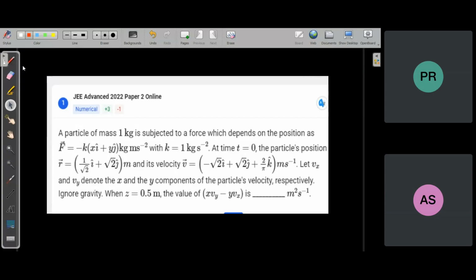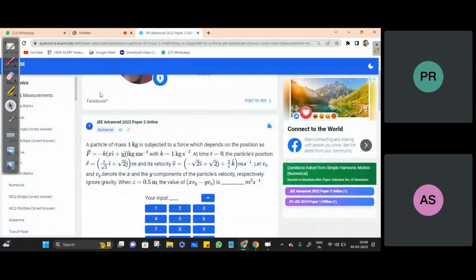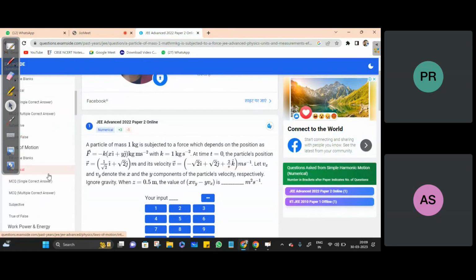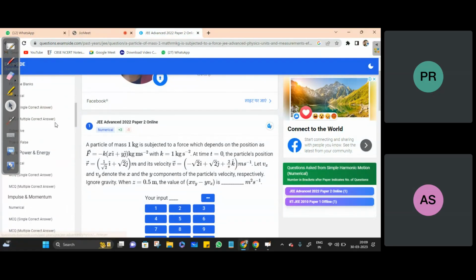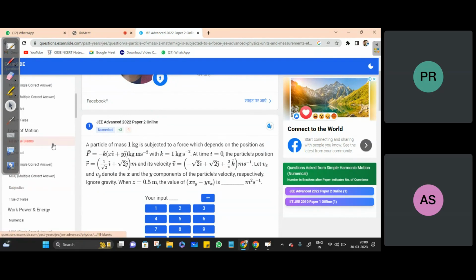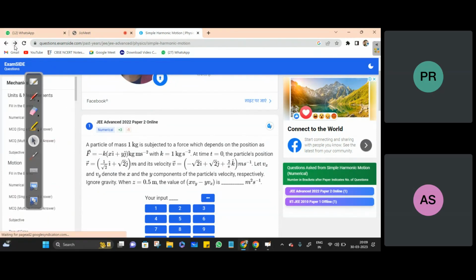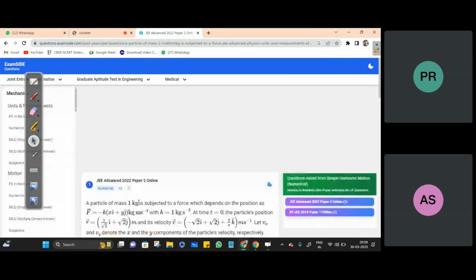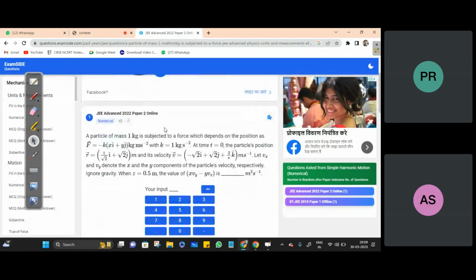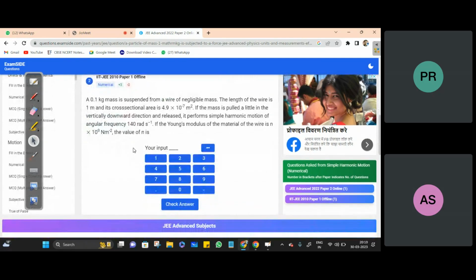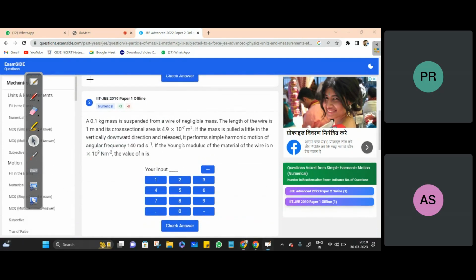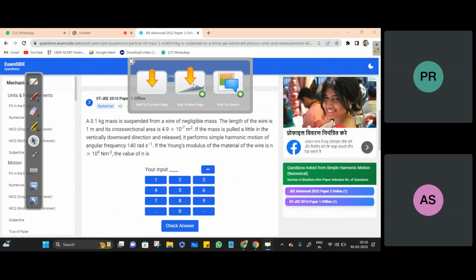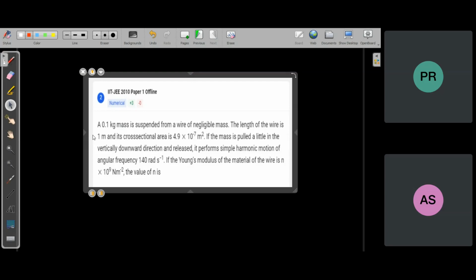Not this one, not this one. Okay, you can start with this one. This IIT JEE 2010 question. Start with this.